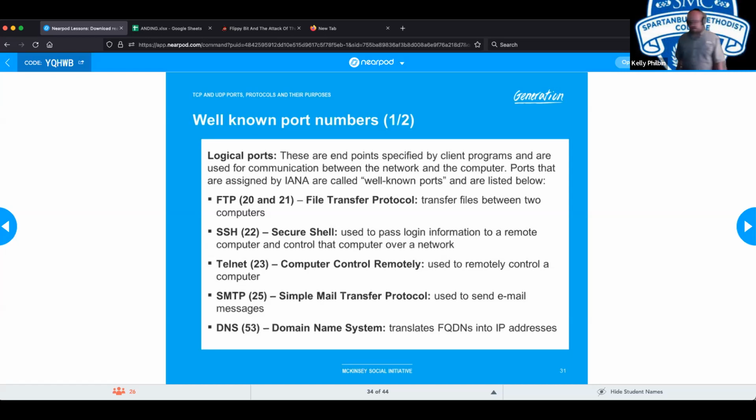Here is our old faithful Simple Mail Transfer Protocol, or send mail to people, port number 25. That is our outbound email port.